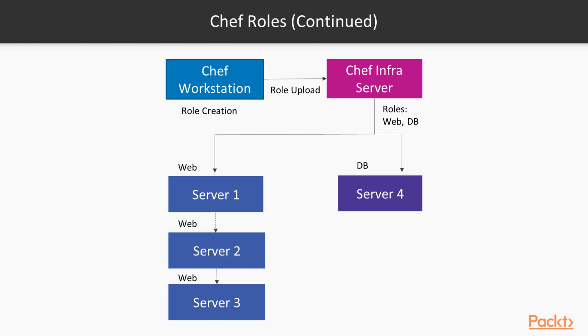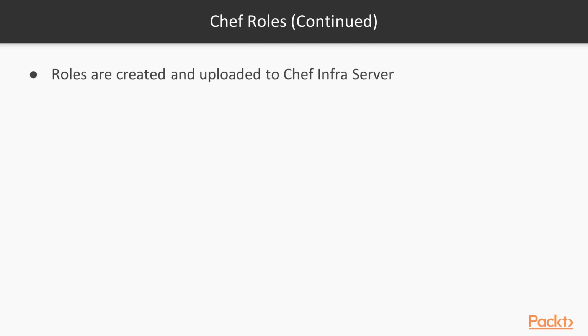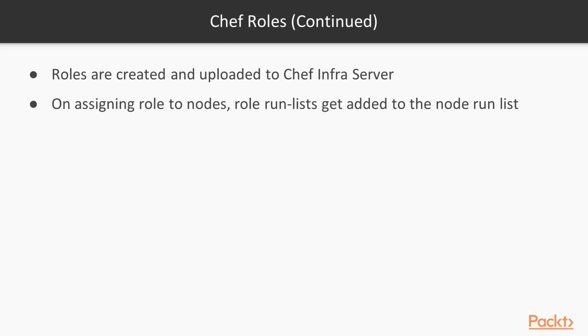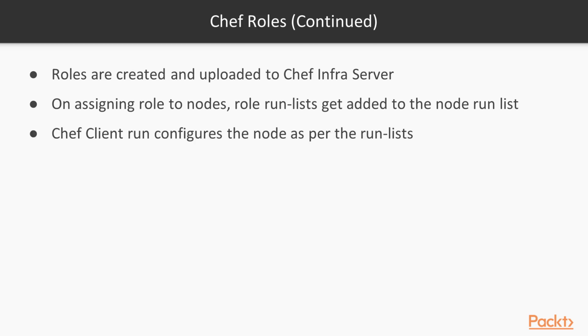So here, what exactly are we trying to do? We create a role, we have a run list assigned to it, we upload the role to the Chef infra server, and we assign roles to the nodes, which exactly gets assigned to the run lists of the nodes. And during the Chef client run, the role's run list gets executed on the nodes. We use the Knife toolkit to work with roles. So let's go to the workstation and see how we create a role.